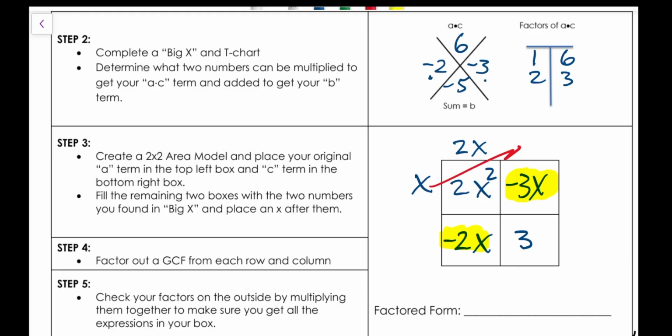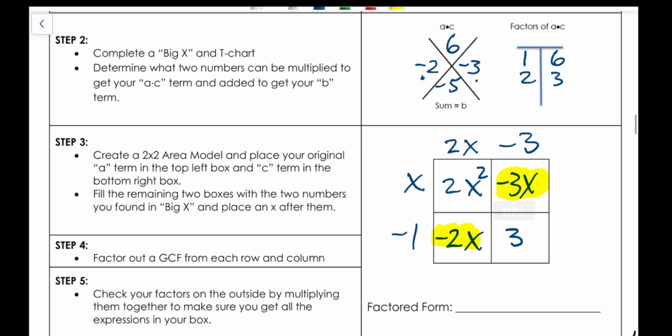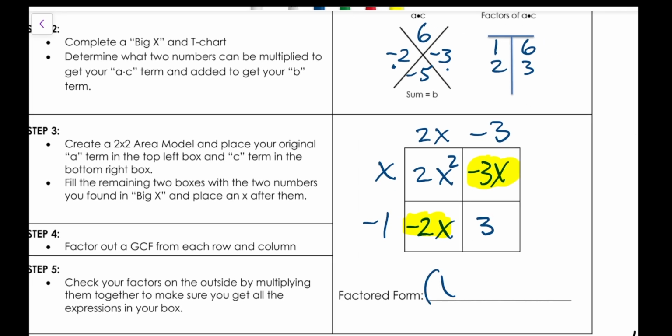Right up here, this has to be x times what goes there to give you negative 3x. So that must be negative 3. And 2x times something is going to give you negative 2x. That something must be negative 1. There's the factors on the outside. X minus 1 in one direction, and 2x minus 3 in the other direction. And of course, the order doesn't matter.